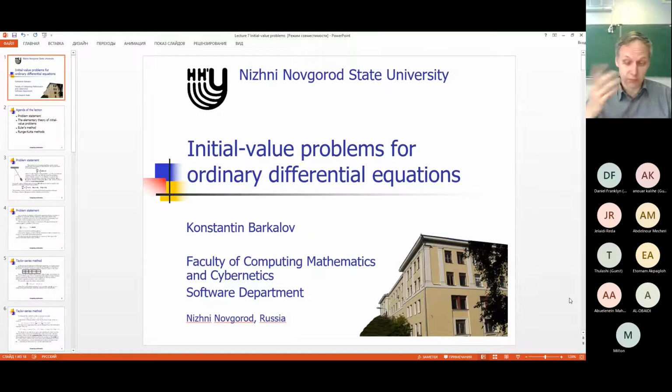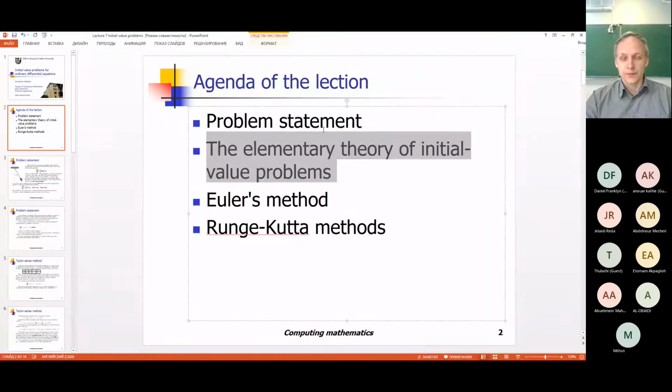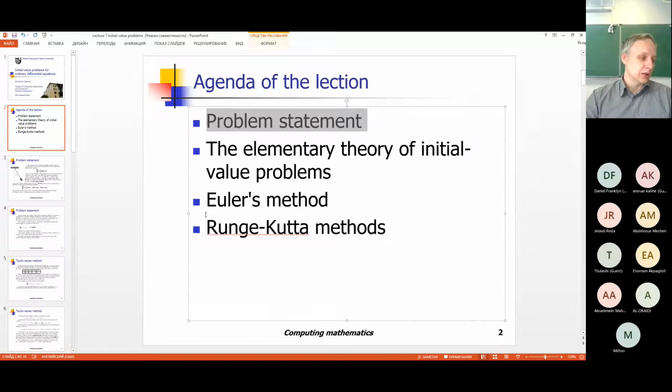Because we should consider some properties of these equations. So first we start from the second point, some theory of initial value problems for ordinary differential equations. And just after that we come back to the problem statement and we consider some real life problem.